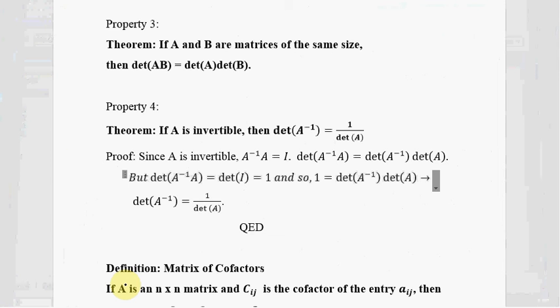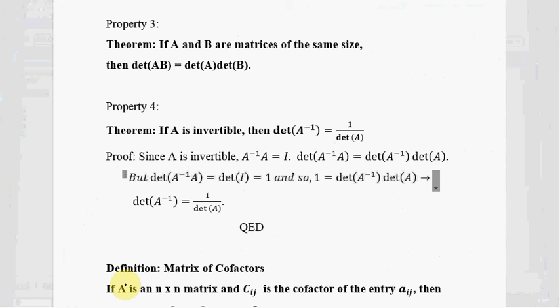Well, the proof of this is very straightforward. You take the fact that A is invertible. If A is invertible, then you know that you have the statement A inverse times A is equal to the identity matrix. Take the determinant of both sides. Use property number 3 up here.